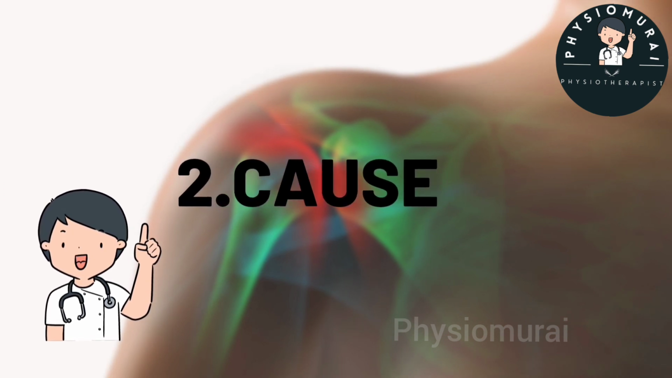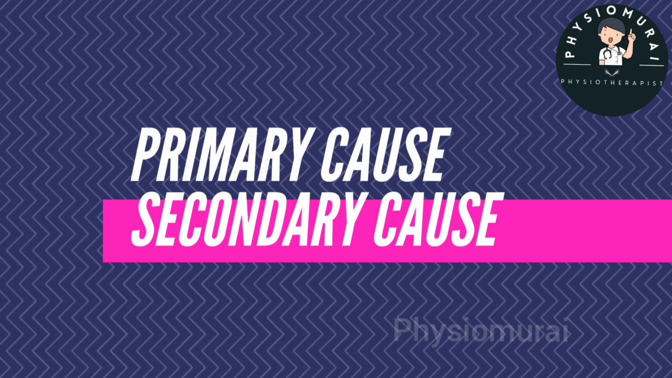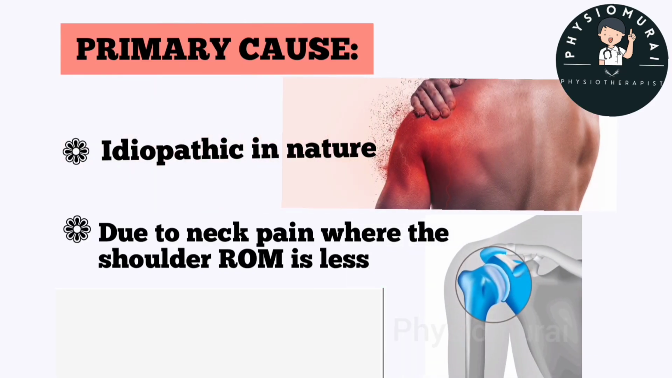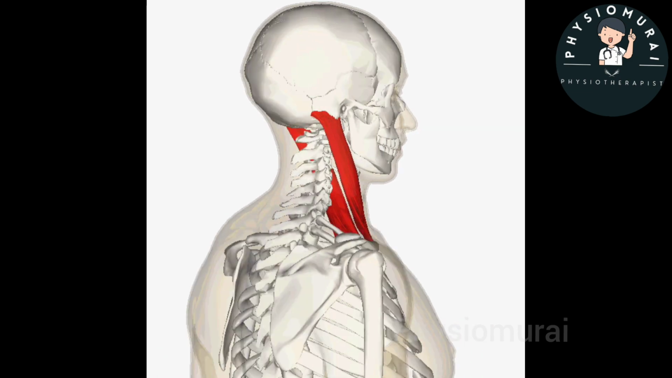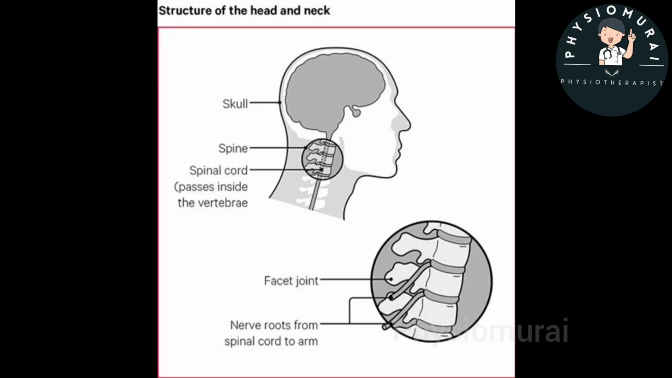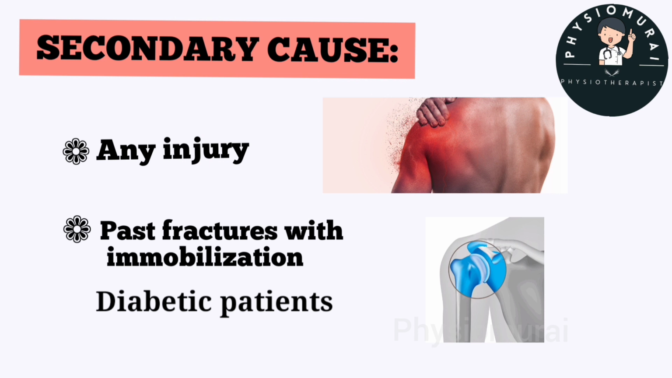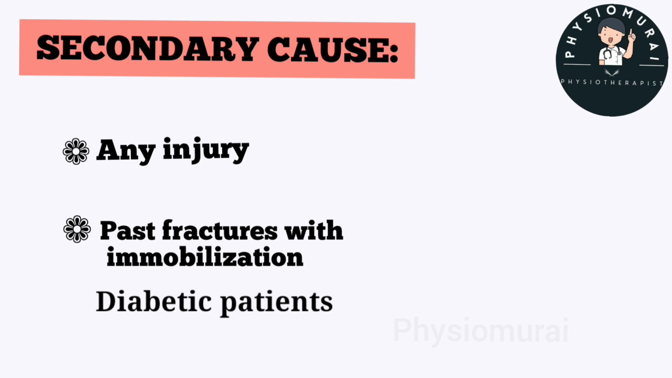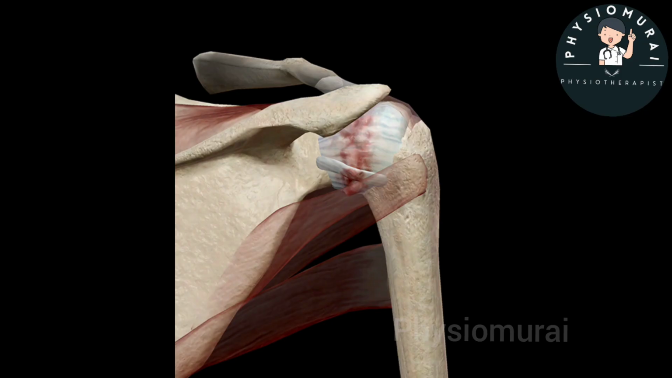Cause: There are two types of causes, namely primary cause and secondary cause. Under primary cause, the first one is idiopathic in nature. The second one is neck pain. Due to improper movements of the shoulder joint, it can result in less range of motion. Secondary cause: any past injury or past fracture with long-time immobilization can lead to frozen shoulder.